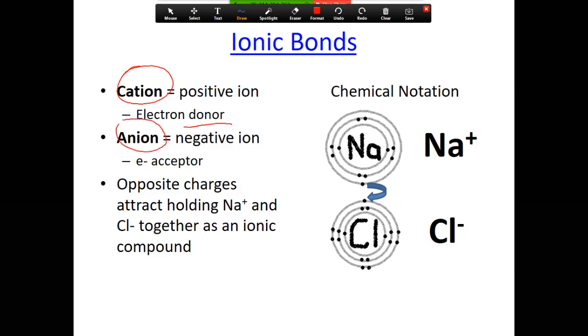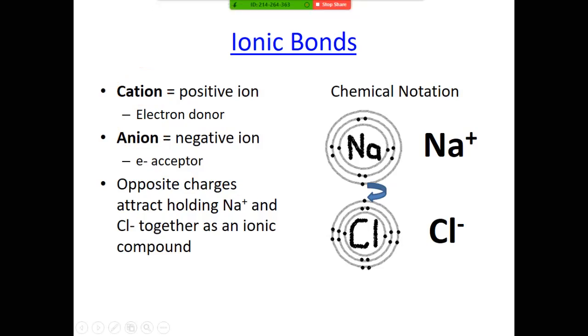So an anion then is an electron acceptor. So it's gaining an electron, but remember, electrons are negatively charged. So an anion has a negative charge. There's also an animation here that's linked. You can click on this animation to see a little clip about ionic bonds.